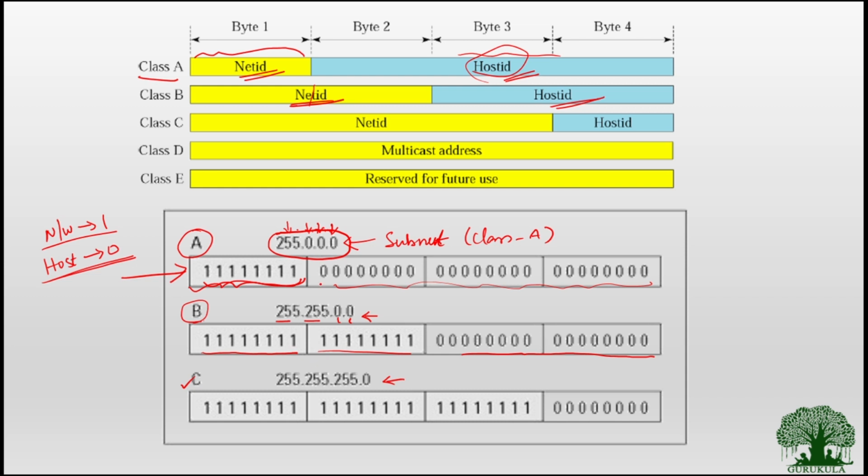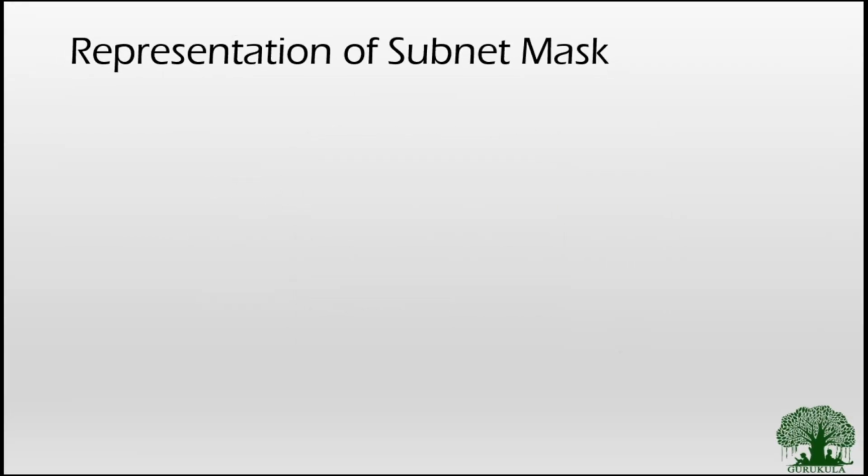In case we are subnetting, then we would definitely have borrowed some bits from the host ID. Obviously these bits will be represented as 1, so there will be a difference in the number of ones compared to the default subnet mask. By using this subnet mask, the system gets to know that subnetting has been performed.